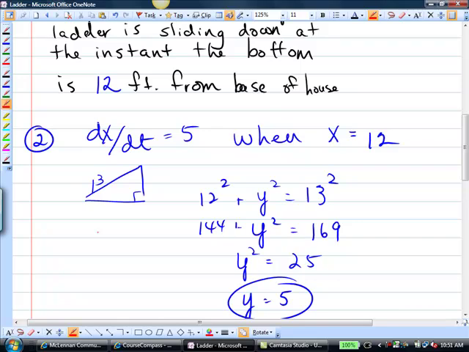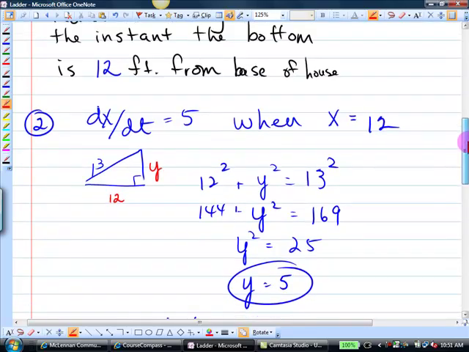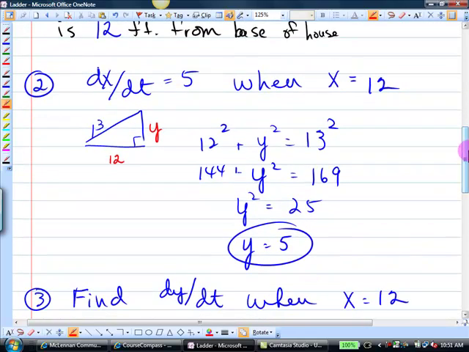When x is 12, we're going to need to know what y is. So I wrote that here. When x is 12, I need to know what y is. And so 12 squared plus y squared equals 13 squared. 144 plus y squared equals 169. Subtract, take the square root, you get y is 5. Some of you may know that that's a special right triangle and it's always a 5, 12, 13. But maybe not. Might not be that on the test. So we needed to know that.